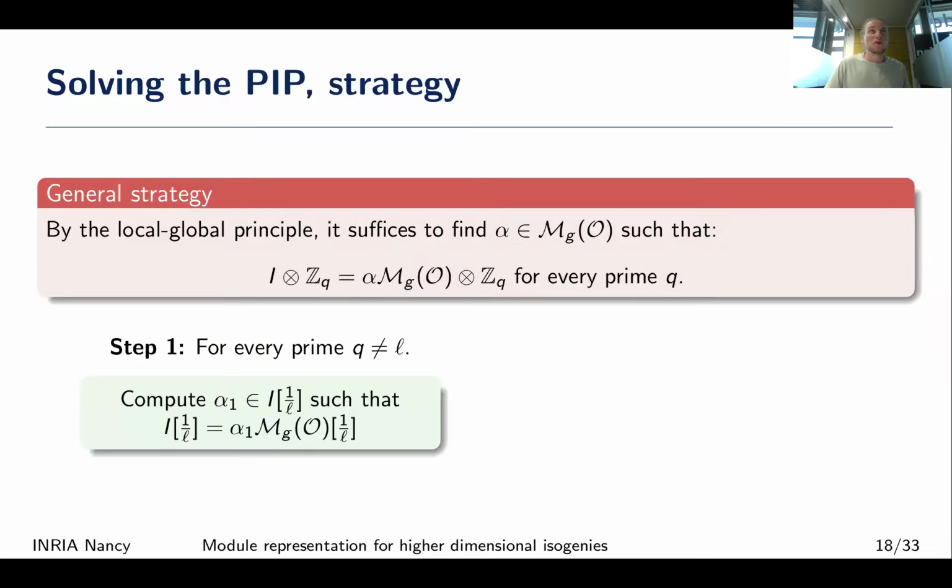Maybe a little bit more detail. For the first step, we're going to compute an element alpha 1 here that will principalize our ideal, assuming that we can invert L.